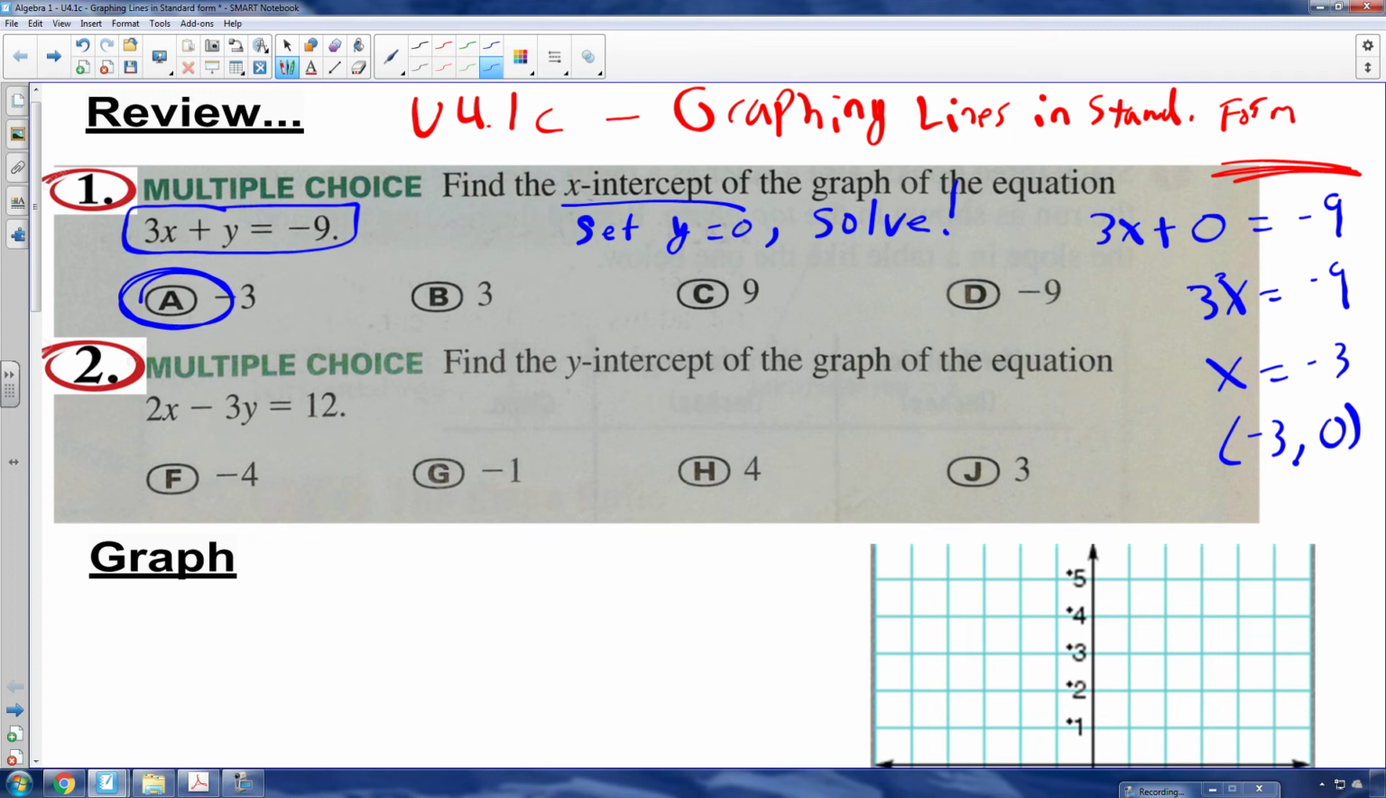Why don't you pause the video and give this number 2 a shot? It's talking about the y-intercept. Guess what? You're doing the same thing that I did in all this blue writing, but you're doing it opposite. You're trying to find the y when the x is equal to 0. That's right, when the x is equal to 0. So pause the video and give that problem a try.